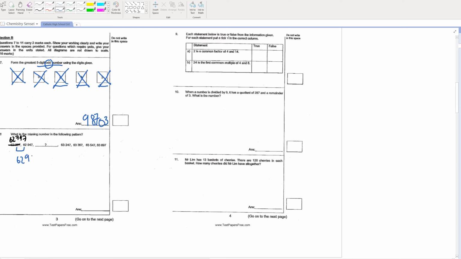We have 62,947 minus away 62,797. 7 minus 7 is 0. 4, we cannot minus 9, so we have to borrow 1. 14 minus 9 is equal to 5. 8 minus 7 is equal to 1. 2 minus 2 is 0. 6 minus 6 is also 0. So the difference is 150.